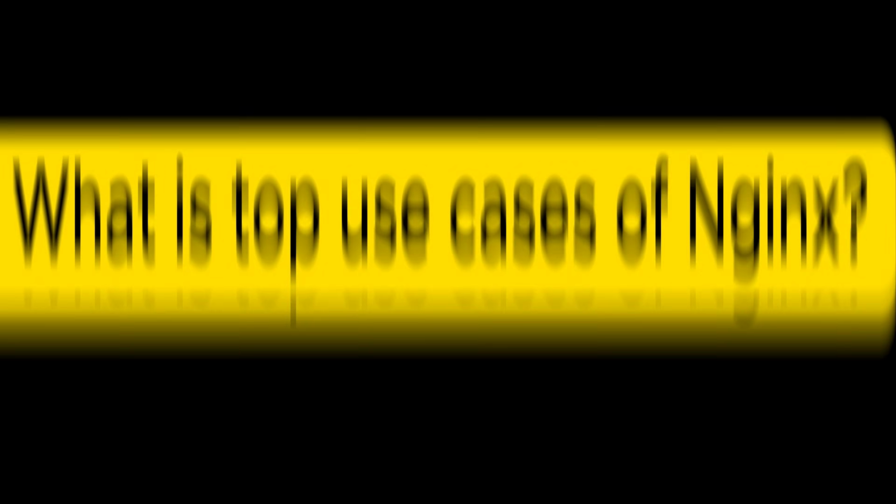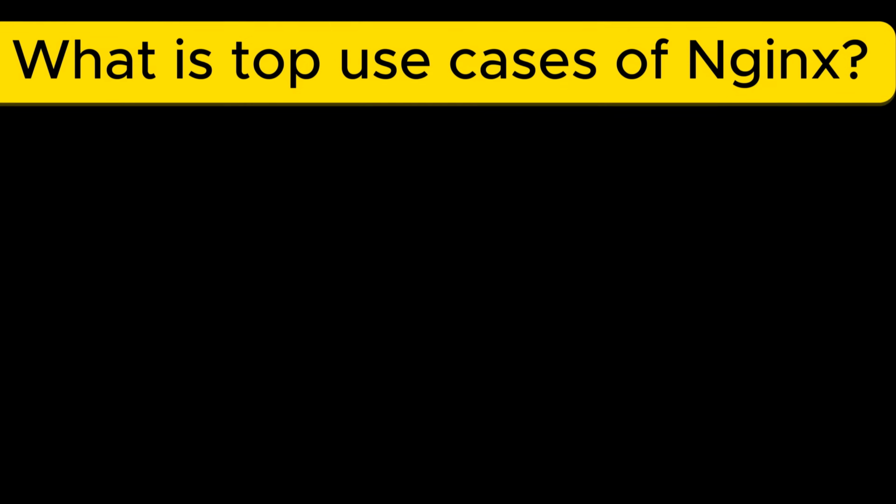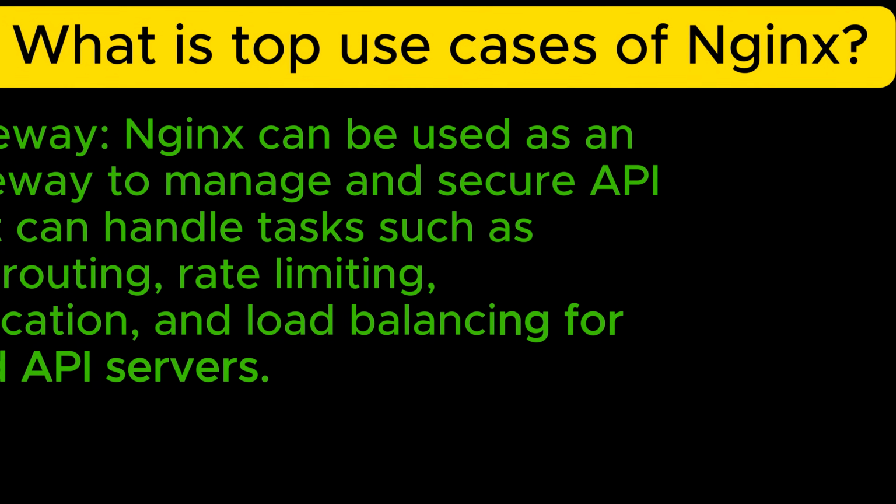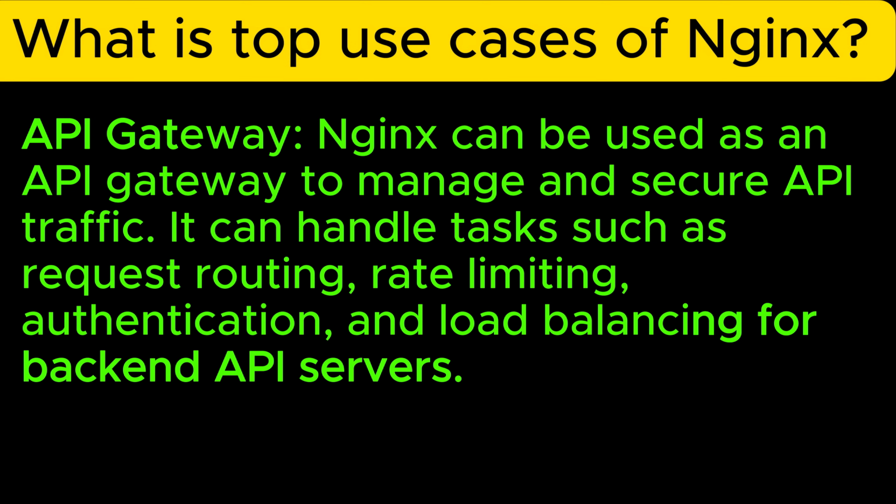Guys, in nowadays' era of microservice-level architecture design and development, an important top use case is the API gateway. Nginx can be used as an API gateway to manage and secure API traffic, so that you can manage any traffic from the internet, and you can also do authentication. It can handle tasks such as request routing. It means you can route your request to any service, or you can also block it.